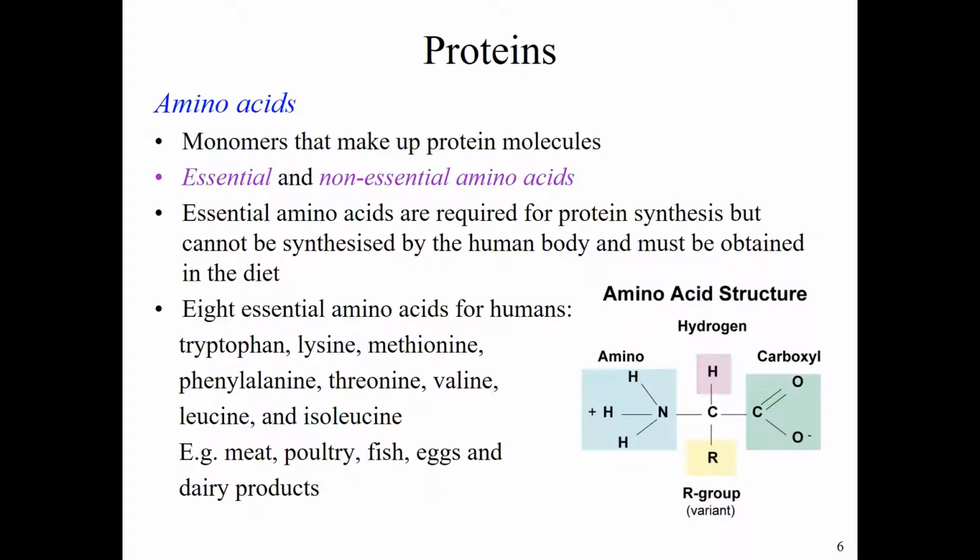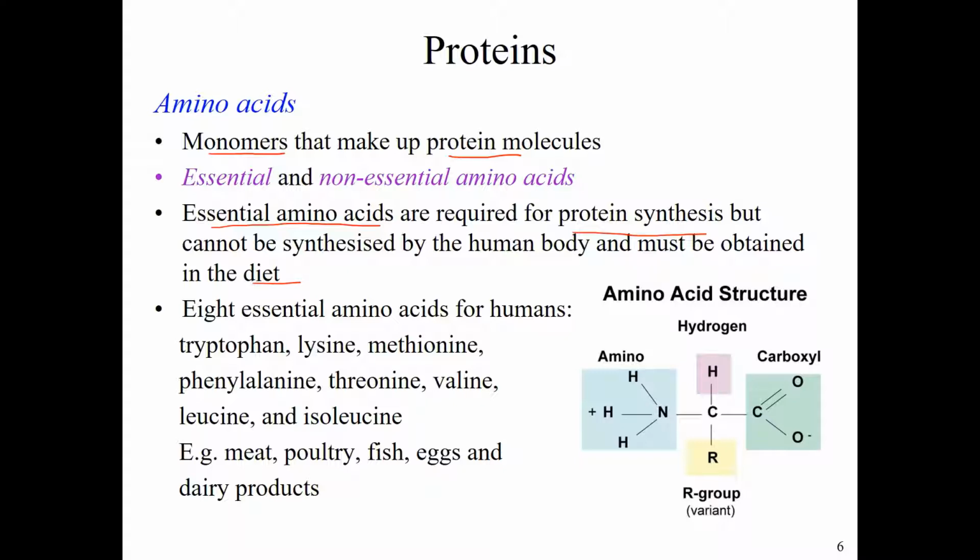Amino acids are the monomers that make up the protein molecules. Essential and non-essential amino acids. Essential amino acids are those that are required for protein synthesis, but these cannot be completely synthesized by the human body. Some of the amino acids must be obtained from the diet.